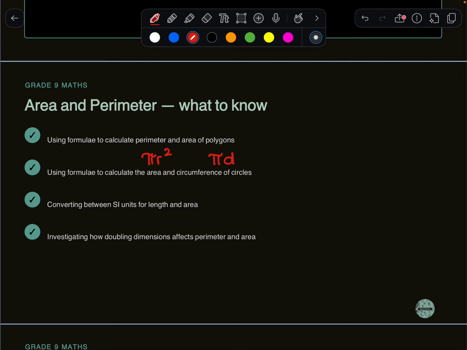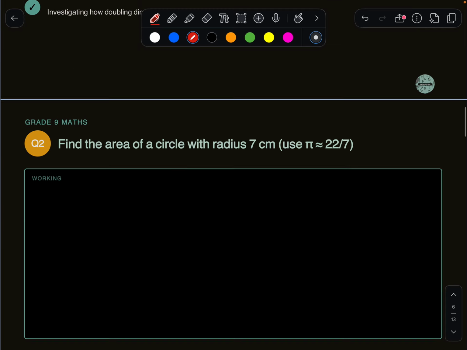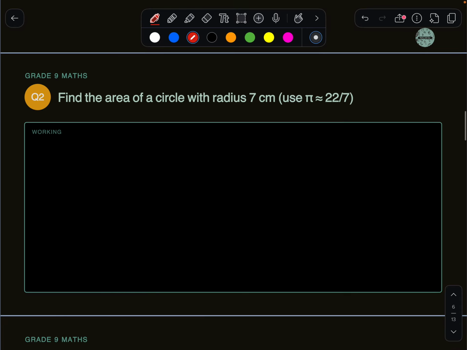You're going to be converting between SI units for length and area, and you're going to be investigating how doubling the dimensions affects perimeter and area. As an example of a question you might get in your grade 9 term 3 test: find the area of a circle with a radius of 7 centimeters.